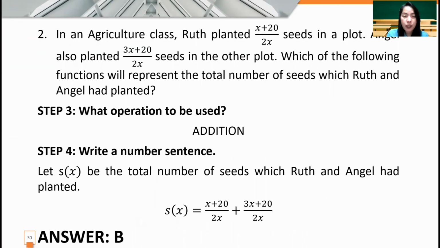For step 3, what operation to be used? In the question, we have here the keyword total number of seeds. So we have to use addition. Step 4, write a number sentence. As required in the problem, we have to use S of x as the total number of seeds which Ruth and Angel had planted. So this is our answer, and we have here letter B. Letter B is the answer in number 2.